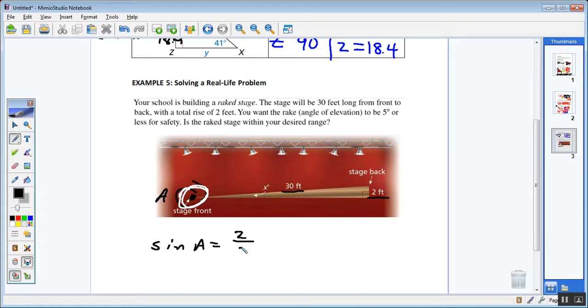Here's the deal. When I have two numbers like this but I don't know an angle, we need to turn that fraction into a decimal. How many places on that decimal? 4. So the sine of A equals what? 0.0667.